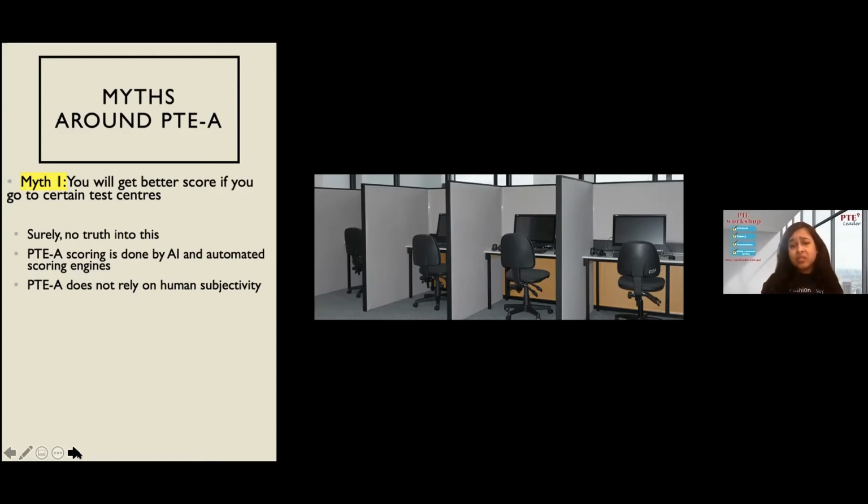So obviously there is no possibility that if you go to a specific test center, you'll get a higher score because the humans or the examiner in that test center are very lenient, and in the other one the examiner is very strict. There is no way of having these kinds of things in PTE. So it doesn't matter what test center you choose, it's always going to be the same. It depends on your performance. You get the same setup, same security, same conditions, and same scoring system across all test centers.